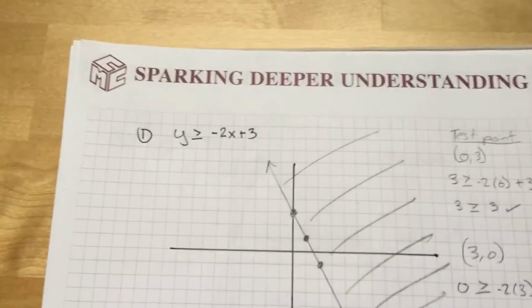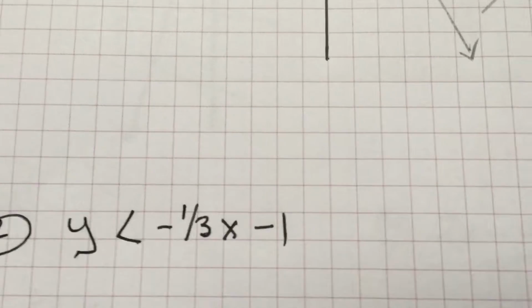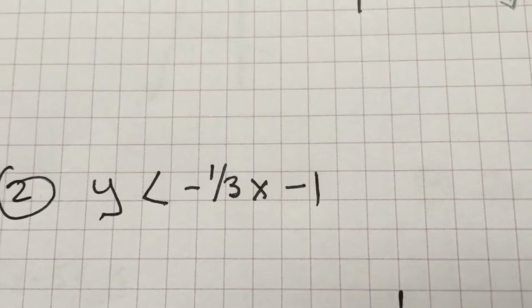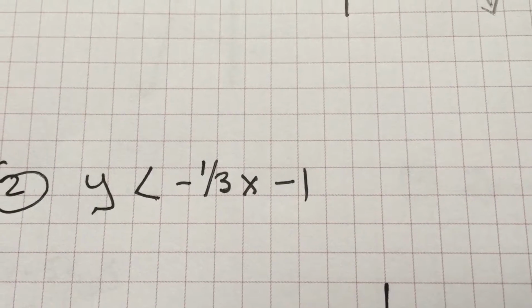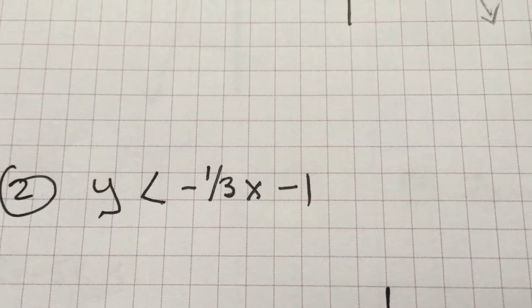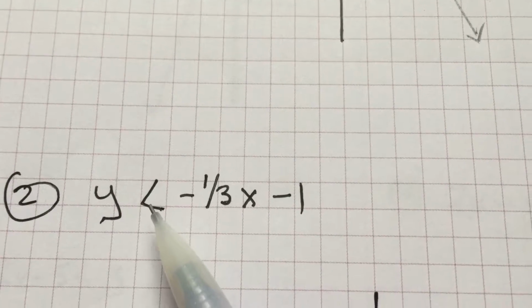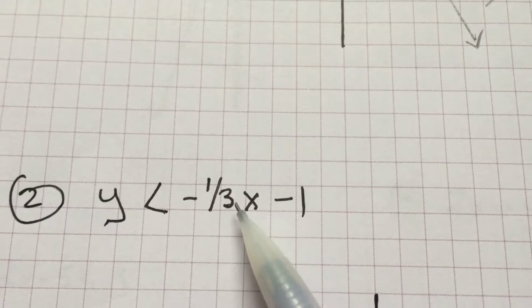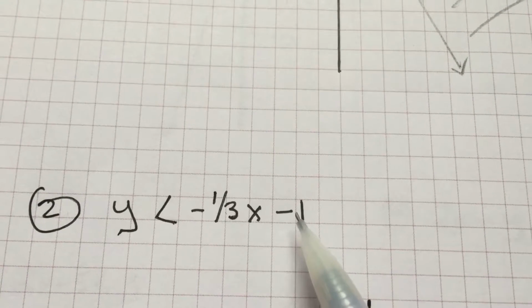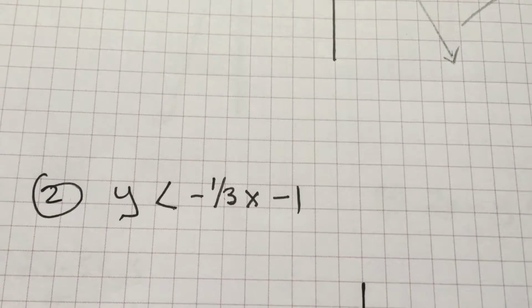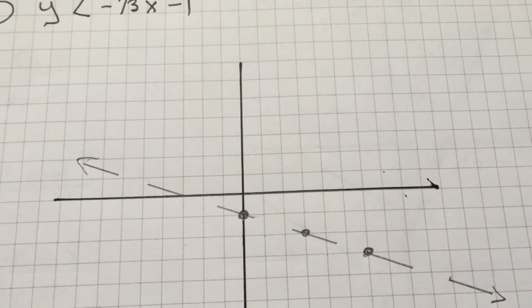Okay, so let's try another one. So we have y is less than, this time, negative 1/3 x minus 1. Again, it's already in the y is equal to position. We have a less than sign, so we should have a dashed line. Negative 1/3 is our slope. Then we have a negative 1 as our y-intercept. So again, I've already graphed it for us to save a little bit of time. So here is our graph.